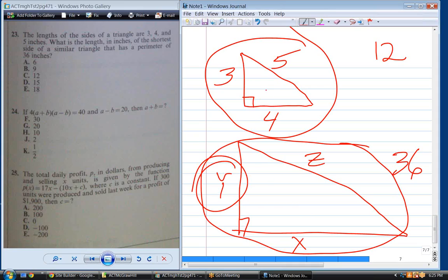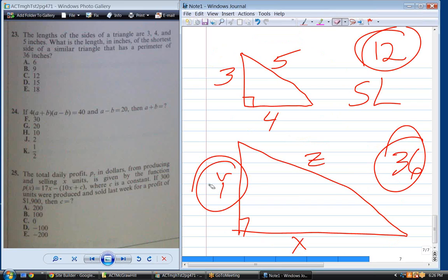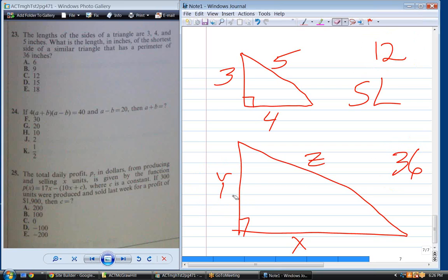If I found the area of this triangle, it would be 1/2 times 3 times 4. Well, if I found the area of this triangle, I guarantee it's 9 times bigger than the area of this triangle. But the similarity ratio, the linear ratio, the ratio of one side to another is 3 to 1. Because the perimeters are in that ratio. Perimeter is a linear measurement. So if the ratio of the perimeters is 3 to 1, that means the ratio of each side has to be 3 to 1. So what does this side have to be?